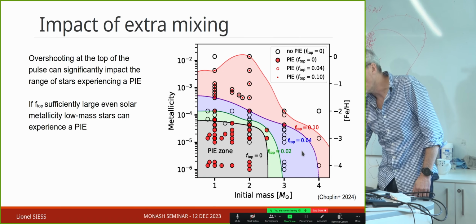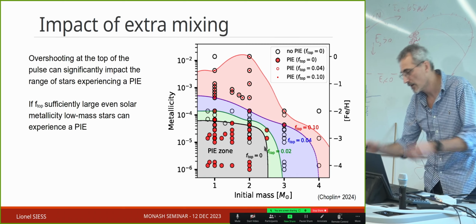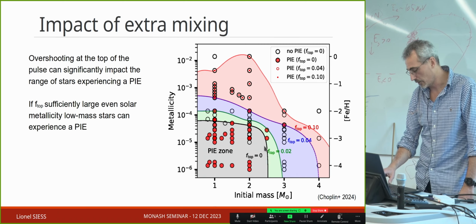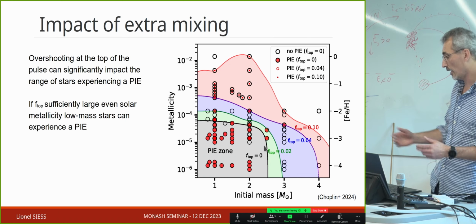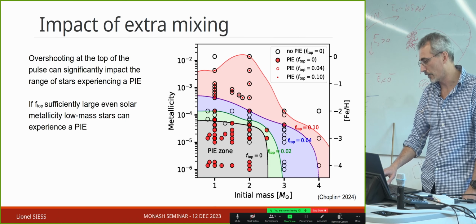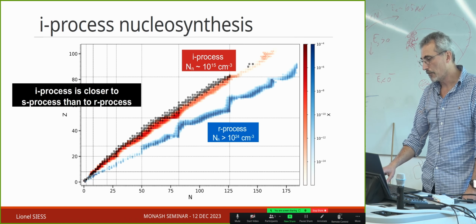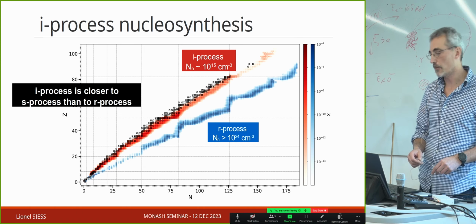And also more massive stars potentially get some events. So that can have some impact on the production of those elements in terms of chemical evolution of the galaxy. So now I will discuss a little bit more about the nucleosynthesis. What are the elements which are produced?